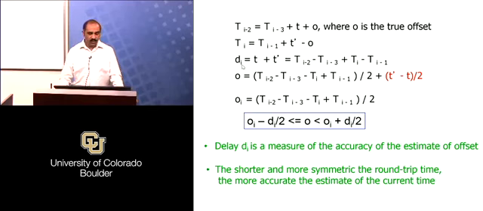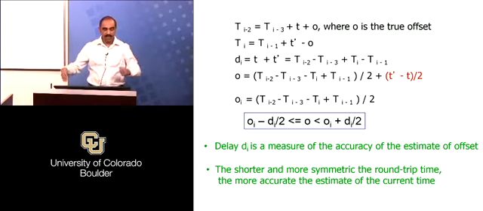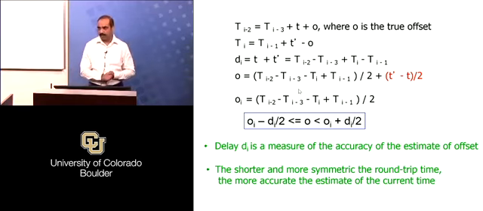If you add these two, you will see that T plus T prime is equal to T_{i-2} minus T_{i-3} plus T_i minus T_{i-1}. T plus T prime is basically the latency: T is the message latency for the first message, T prime is the message latency for the second message. And if instead of adding, you subtract one from the other and do some algebraic manipulation, you will see that O, the true offset, will come out to be this. It's just algebraic manipulation.